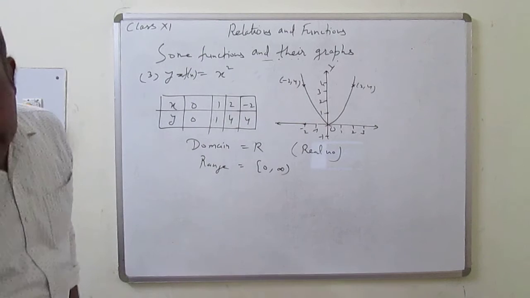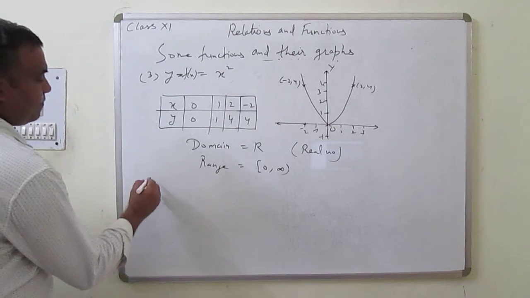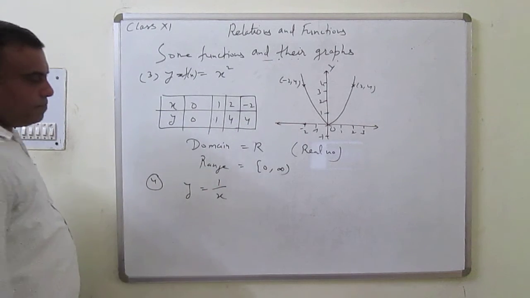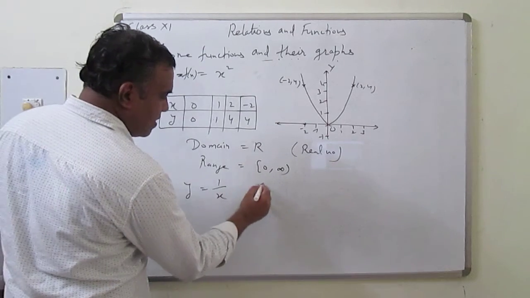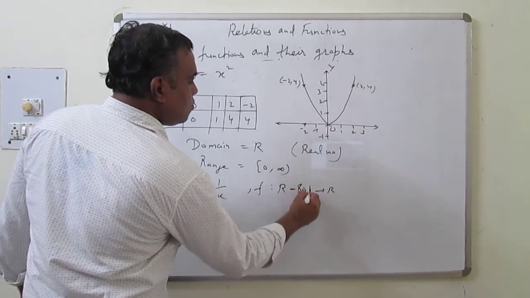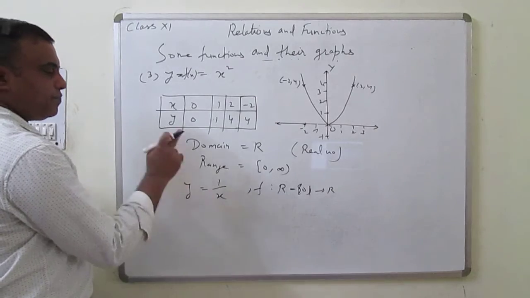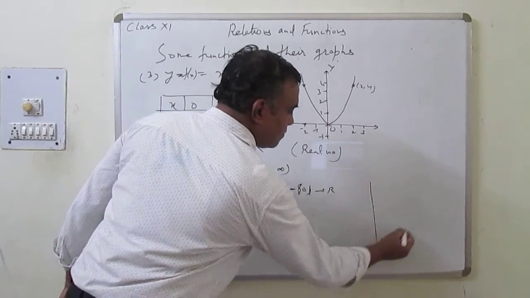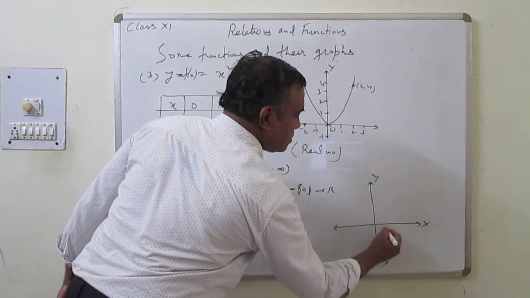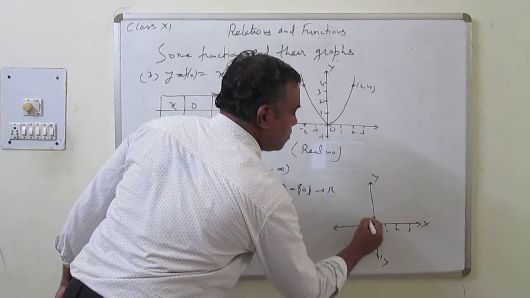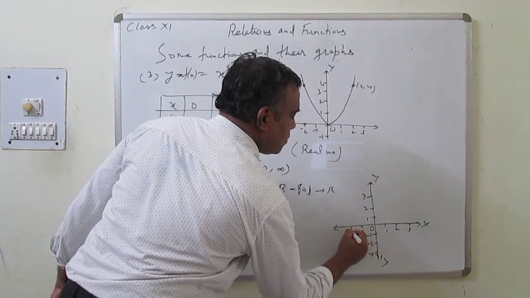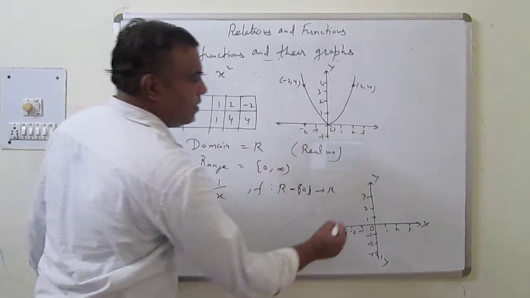Now I take another graph, y is equal to 1 by x. Here x cannot be 0, it would become infinity. Now see here, if I draw a graph, it looks like this. This is y, this is y dash, this is x, this is 0, 1, 2, 3, 1, 2, 3, minus 1, minus 2, minus 3, minus 1, minus 2, minus 3. Now it will look like this.